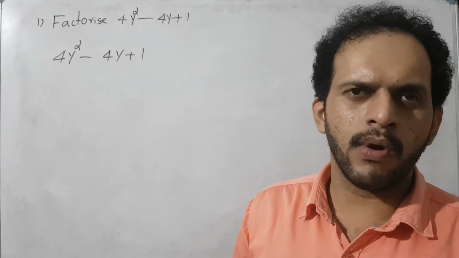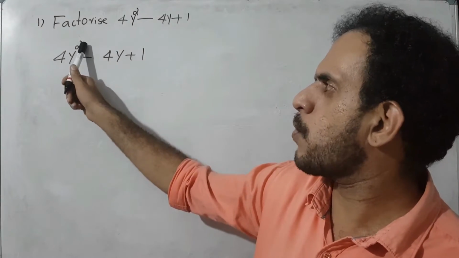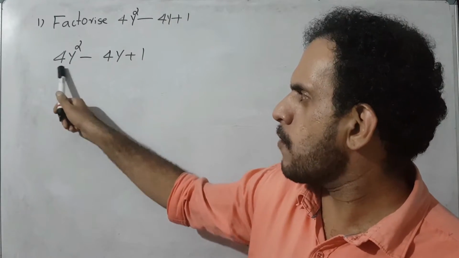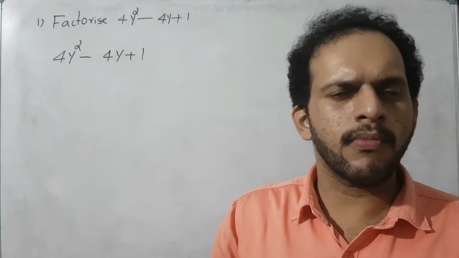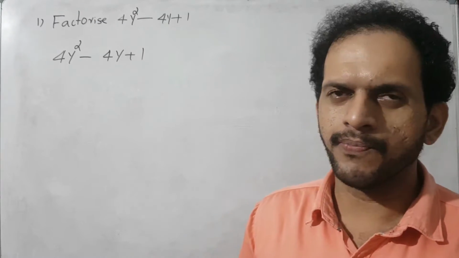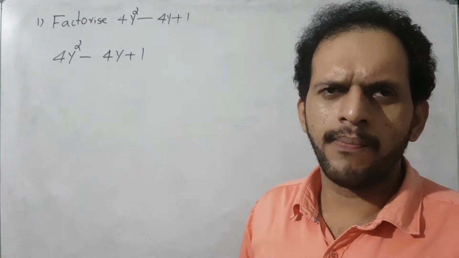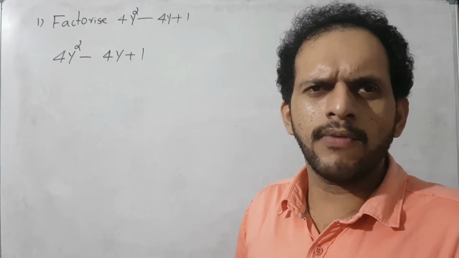Then how do we check that? First we check the first term. The first term variable is in the form of square, correct? So we check whether the coefficient is possible to write in the form of square. Yes, it's possible to write, correct? 4 is the square of 2. After that we check the last term. Is the last term in the form of square? Now this one is not in the form of square.